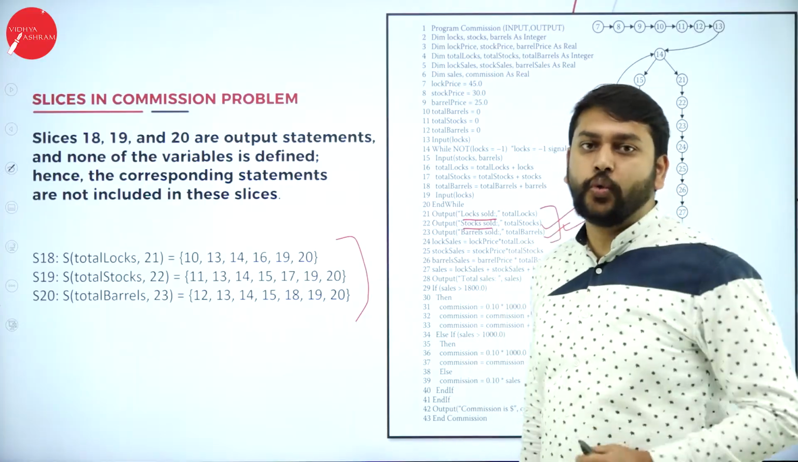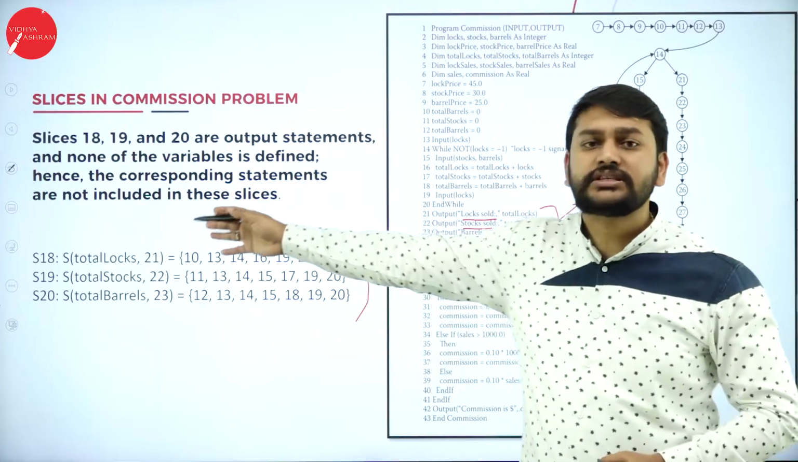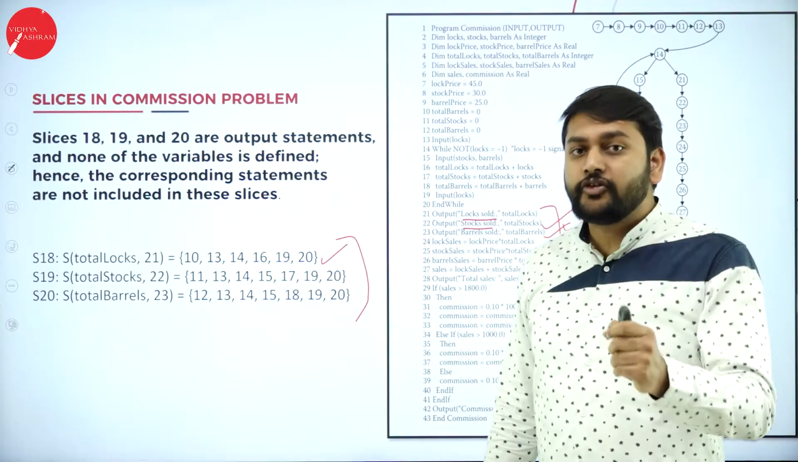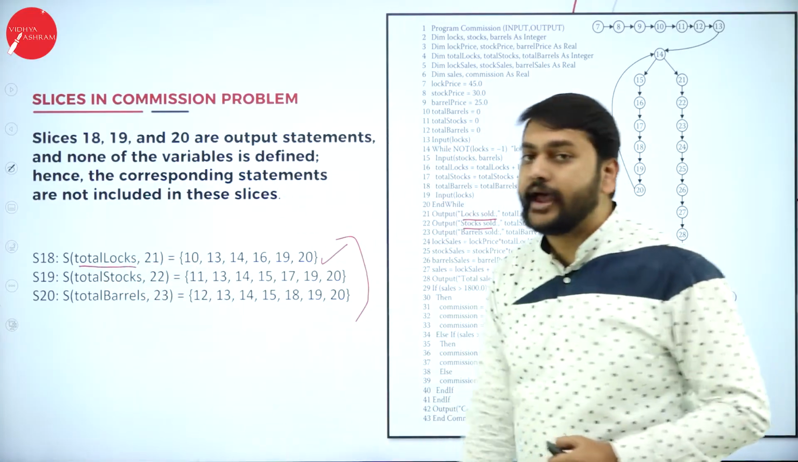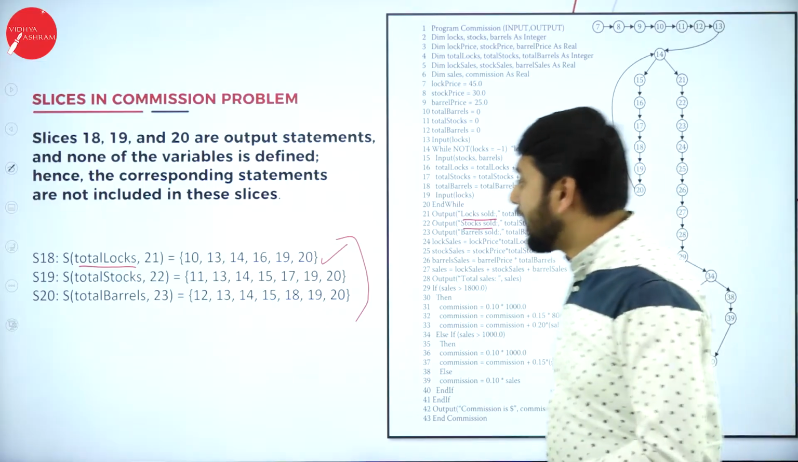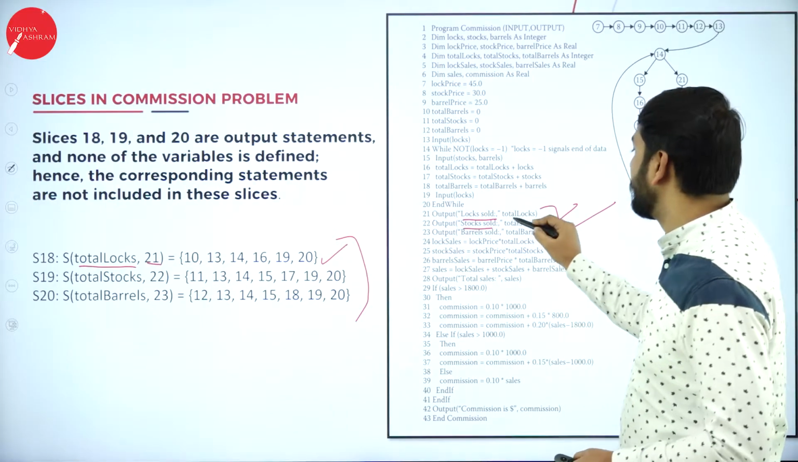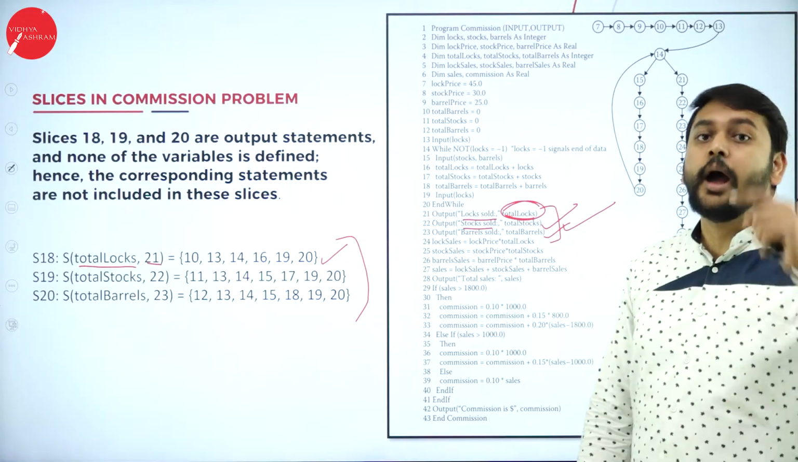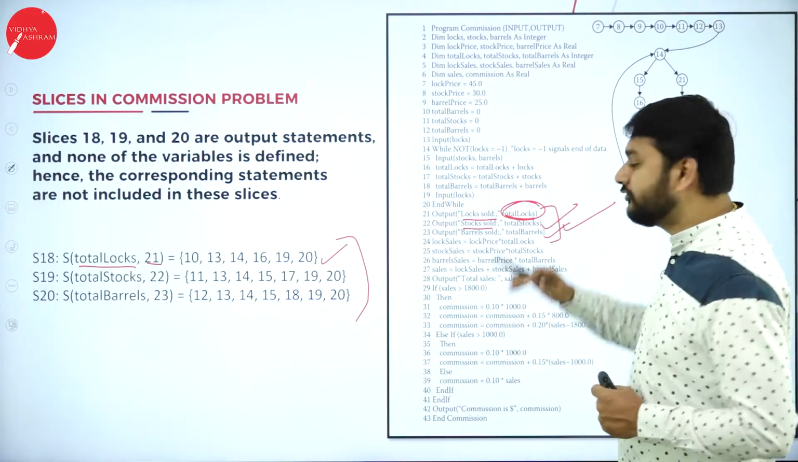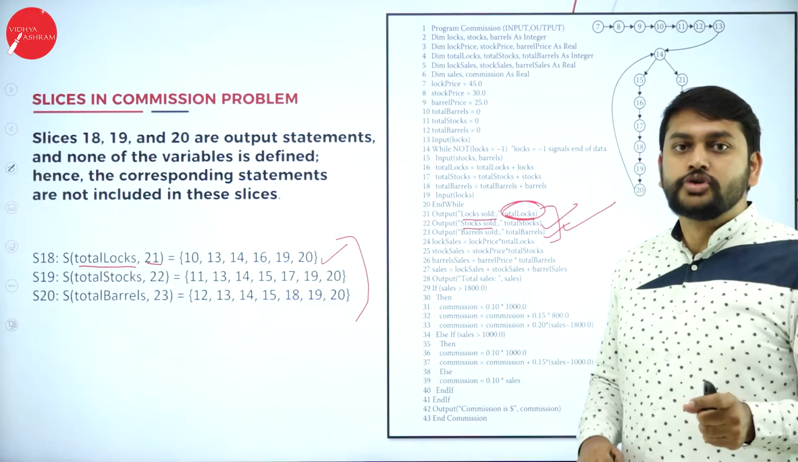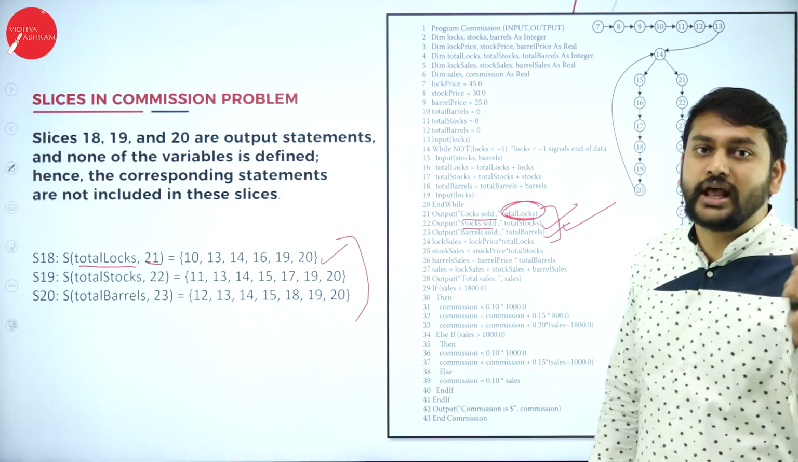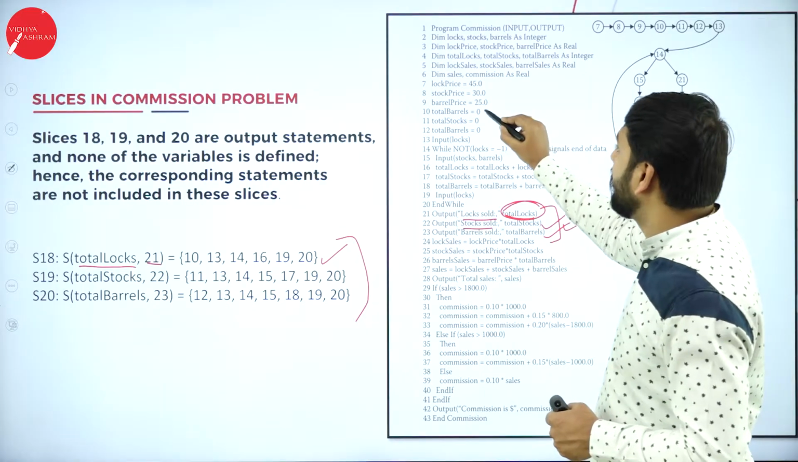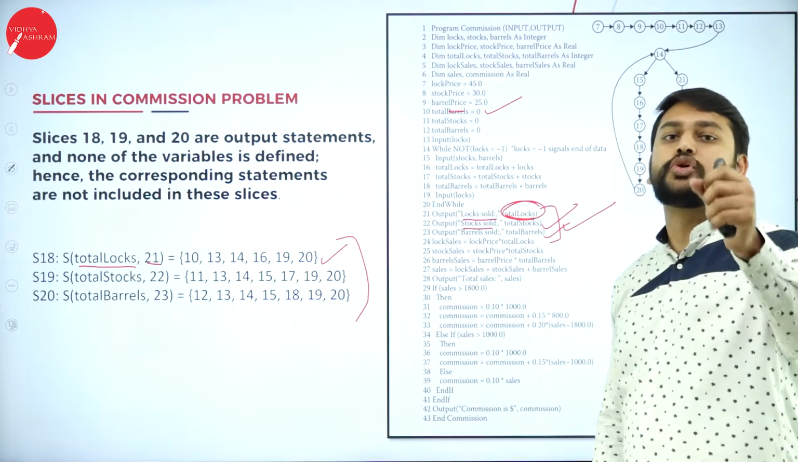Let me show you one. The first one. What is the slice number that I have? I have slice number S18. I have the variable total logs and line number 21. Here I'm using the total logs. For this, I have to write the path. To have this variable value, what are the other lines which are dependent? Let's check that and write the path. For that, line number 10, so it starts from here. I have already told you it is not total barrels, it is total logs.